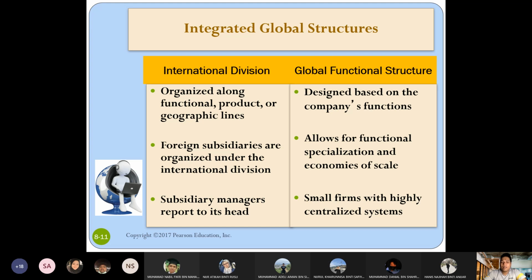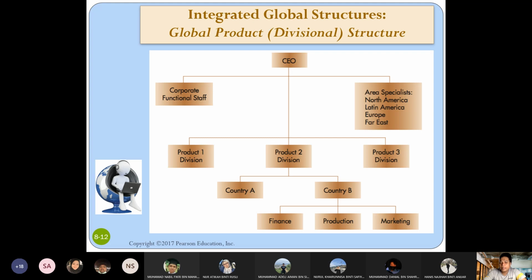At the same time, they try to integrate with the global structure. Even though they are still in the international category, they differ in terms of their division and their functional structure. All right. So this is the second example of the integrated global structure: the global product divisional structure. This is when the company focuses on products. So this one we can call the division.